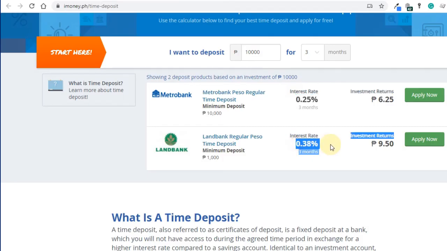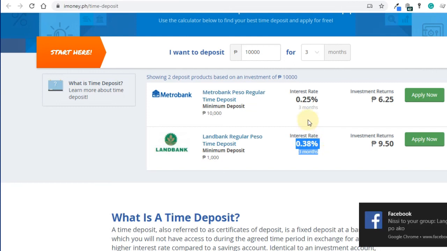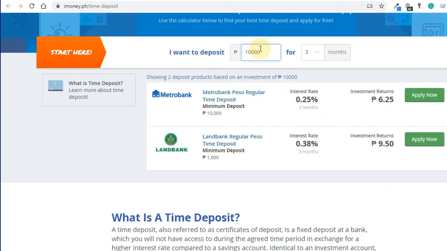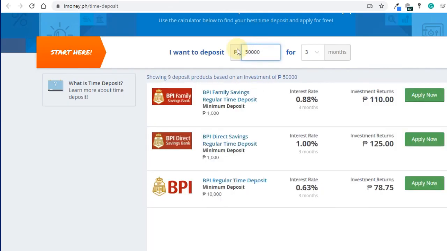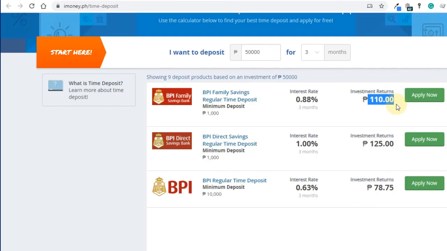Okay? So see, the interest rate is still small. 0.25% and then 0.38, right? So it's just a little bit higher than a savings account. All right. What else? Suppose I want to make it bigger. Let's make it 50,000 there. Actually, the minimum deposit is not 1,000. I checked it. I think there is just a typo. And here you can also see your investment returns or your interest income.